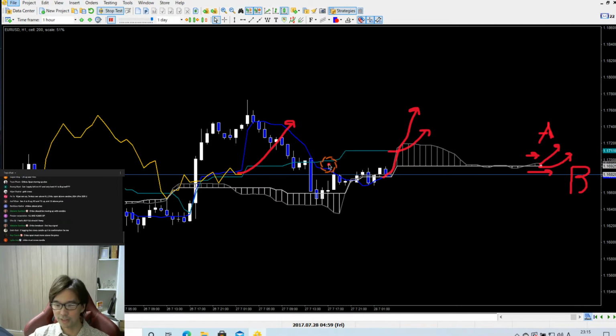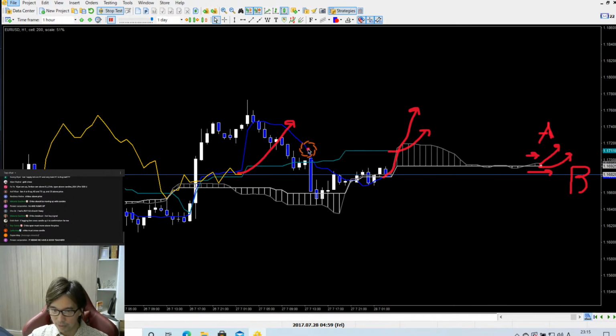Tenkan-sen, Kijun-sen cross. Yeah, need a gold cross, Kinko Hyo. Yep, Tenkan-sen, Kijun-sen up in the 50-minute chart. Chikou span moving up also. Yep, not only the Chikou span moving up, but it needs to break the candles upwards in this case.